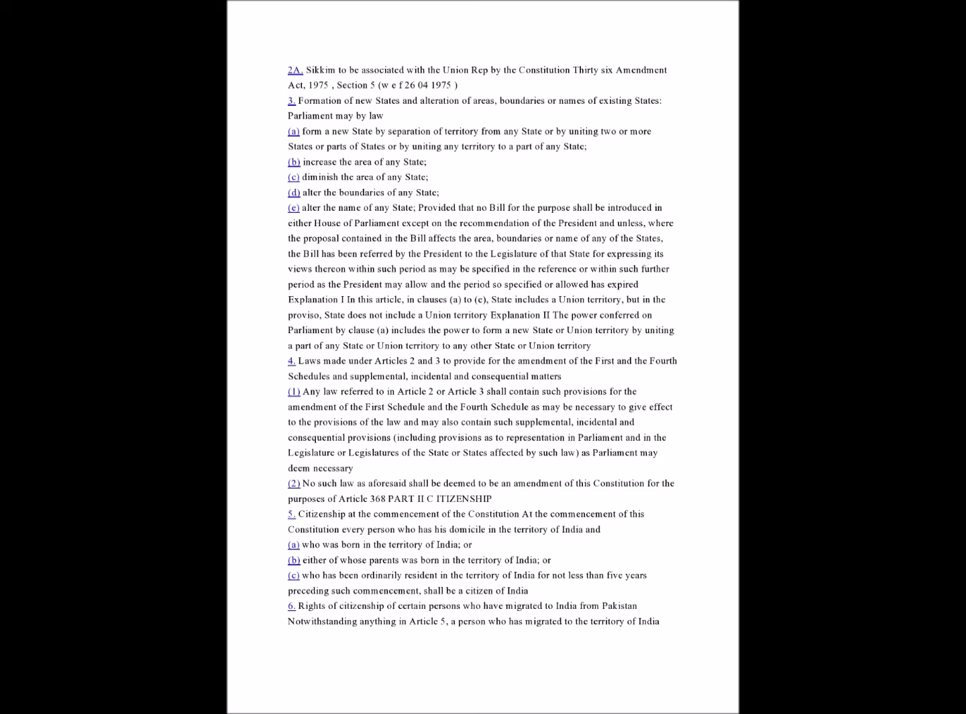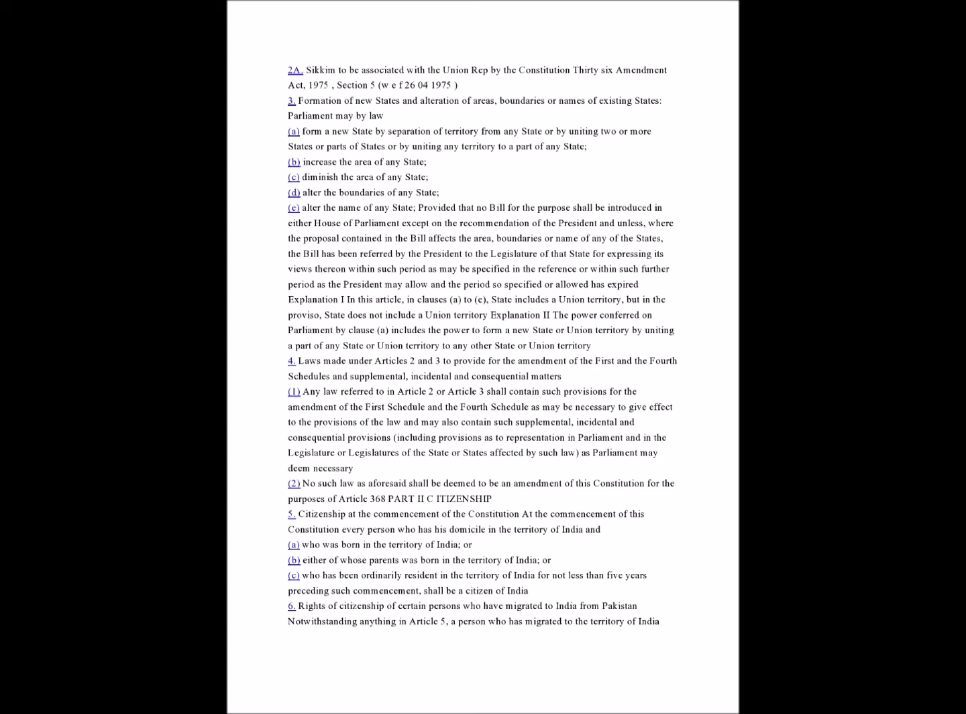7. Rights of citizenship of certain migrants to Pakistan. Notwithstanding anything in Articles 5 and 6, a person who has after the 1st day of March, 1947, migrated from the territory of India to the territory now included in Pakistan shall not be deemed to be a citizen of India: provided that nothing in this article shall apply to a person who, after having so migrated to the territory now included in Pakistan, has returned to the territory of India under a permit for resettlement or permanent return issued by or under the authority of any law, and every such person shall for the purposes of clause (b) of Article 6 be deemed to have migrated to the territory of India after the 19th day of July, 1948.